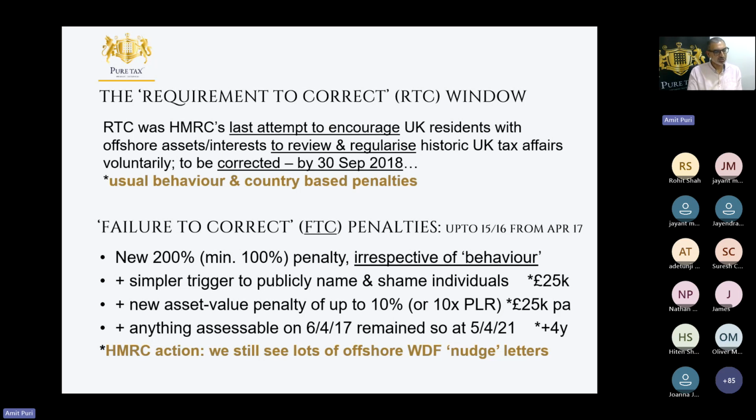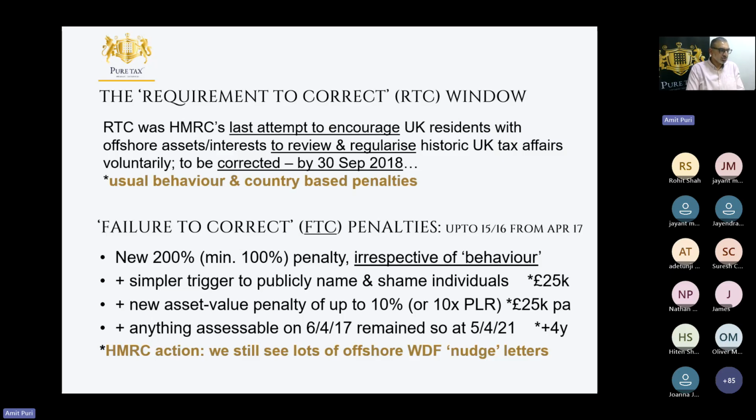Right? What HMRC essentially is saying is, well, we've been talking about offshore issues for years and we've had many disclosure facilities because people haven't made disclosures, but you're telling us about it now in 17, in 21, in 24, 25. I'm sorry, we're going to use the failure to correct penalties. These are heavy duty penalties.